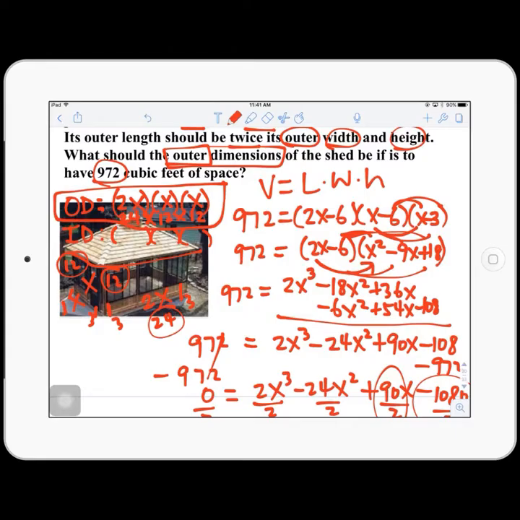However, just to kind of put things in perspective here, the inner dimension is going to be 24 minus 6, which is 18, times 12 minus 6, which is 6, and then 12 minus 3, which is 9. If you multiply 18 times 6 times 9, that should give you the original volume of 972. So that tells us that the numbers work out. So that's the end of this problem.